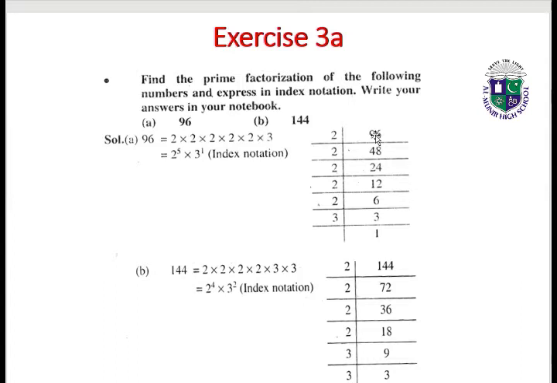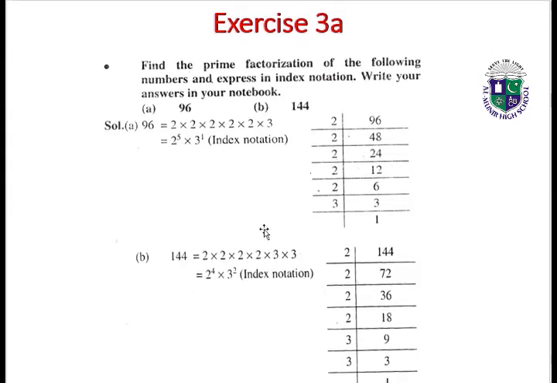2 4s are 8, 1 carry, 2 8s are 16, 2 2s are 4, 2 4s are 8, 2 6s are 12, 2 3s are 6, 3 1s are 3. Factors of 96: 2 multiplied by 2 multiplied by 2 multiplied by 2 multiplied by 2 multiplied by 3. 1 2 3 4 5, so 2 power 5 multiplied by 3 power 1.